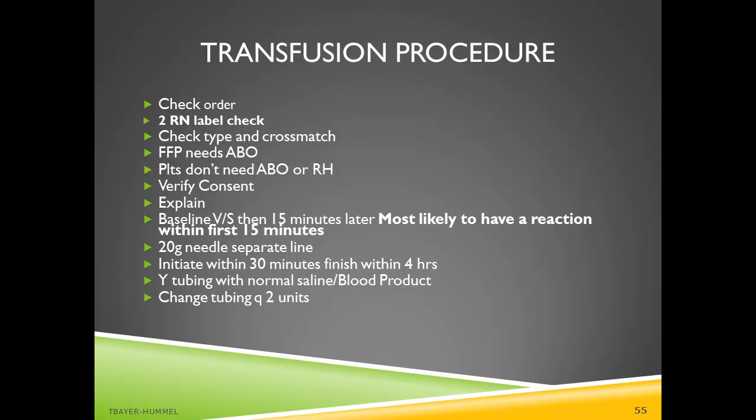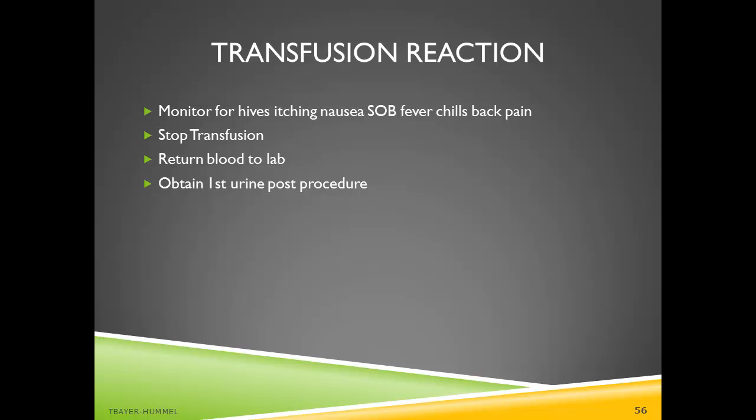Y tubing is used, which means one side of the tube has normal saline on it and the other side has the blood transfusion on it. The tubing should be changed every second unit to again avoid bacterial contamination. The patient should be monitored for transfusion reactions, monitored for hives, itching, nausea, shortness of breath, fever, chills, and back pain. The transfusion should be stopped immediately and the line flushed with normal saline. The blood should be returned to the lab for examination. A urine should be obtained post-procedure.